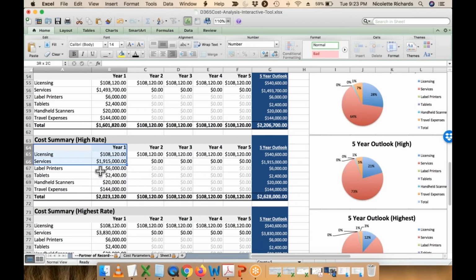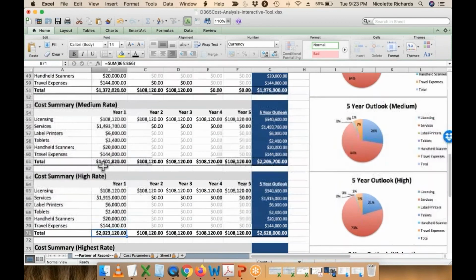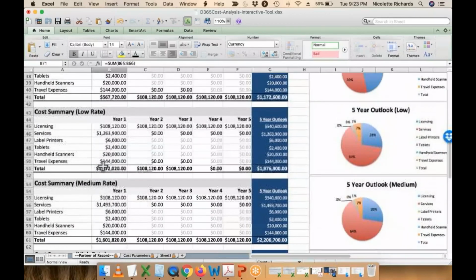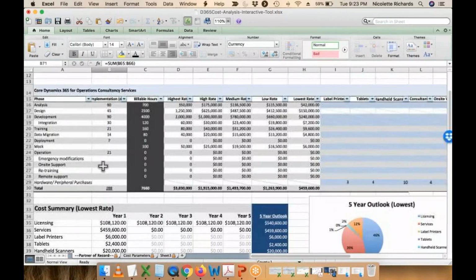But a large part of what you're going to be implementing, the cost is going to be mainly on the services side and licensing. And of course, that number is going to change based on how many people are in your organization. I was pretty conservative with my estimate of end users here. But if you're an organization with a huge employee base that is going to have direct access into the D365 platform, then your licensing costs are also going to be significantly higher.